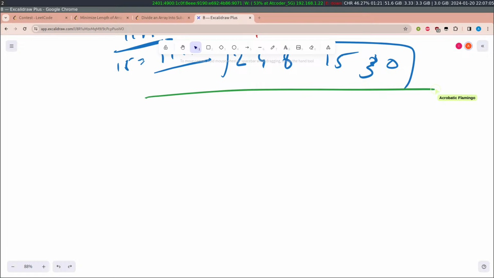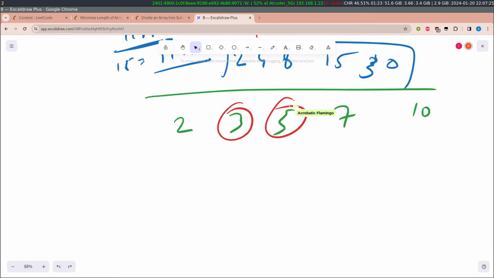So here, let's take the first sample. If we look at what's happening over here, for example, let's take some array: 2, 3, 5, 7, 10. We can take any two numbers, however we want. Let's say we have taken 3 and 5, with 3 as j, and j equal to 2 and i equal to 3.